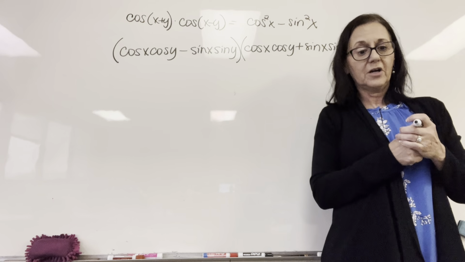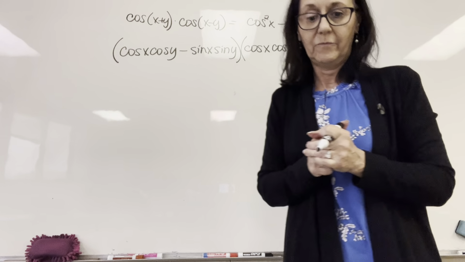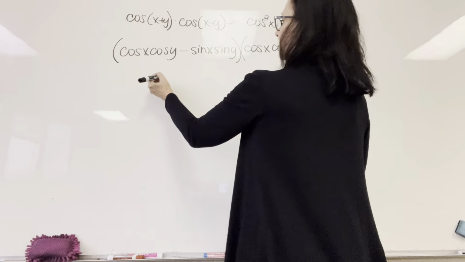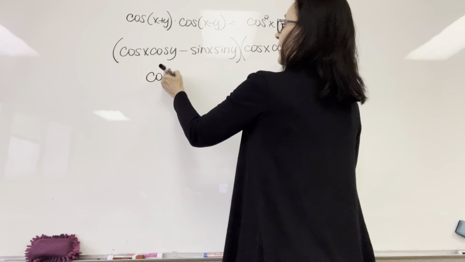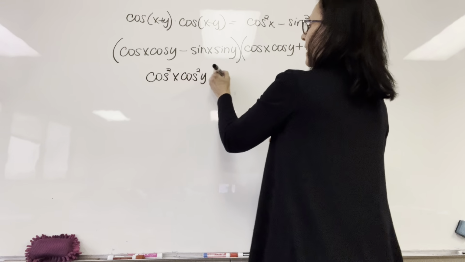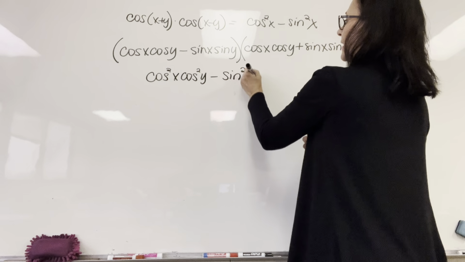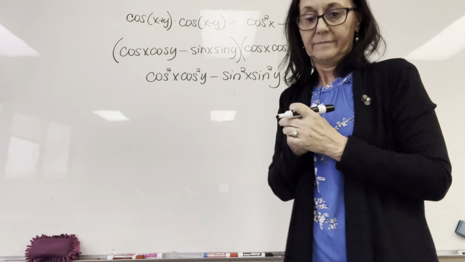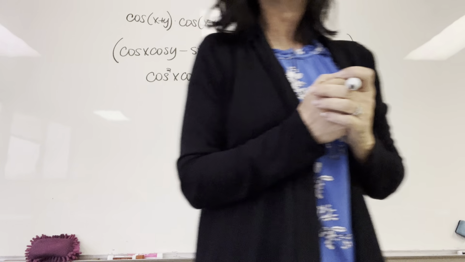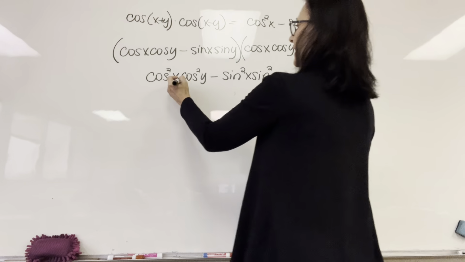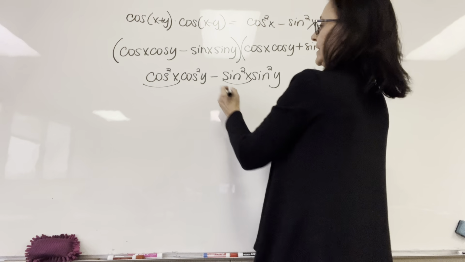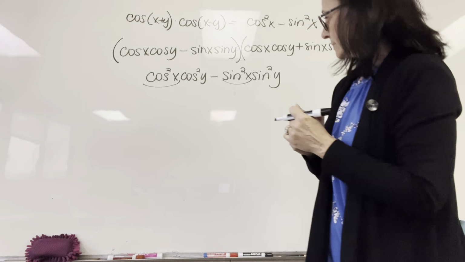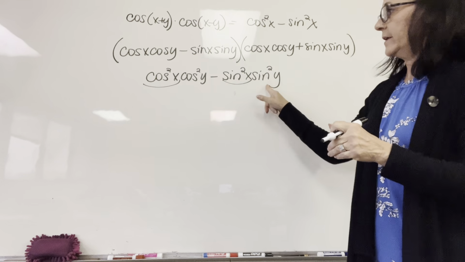Okay, they're conjugate terms. So let's multiply them. What do we end up with? Cosine x, cosine y, square both of them, minus sine x sine y: cosine squared x cosine squared y minus sine squared x sine squared y. What do we want to keep? We want to keep this, and we want to keep this. Right? So what could we substitute in for those?